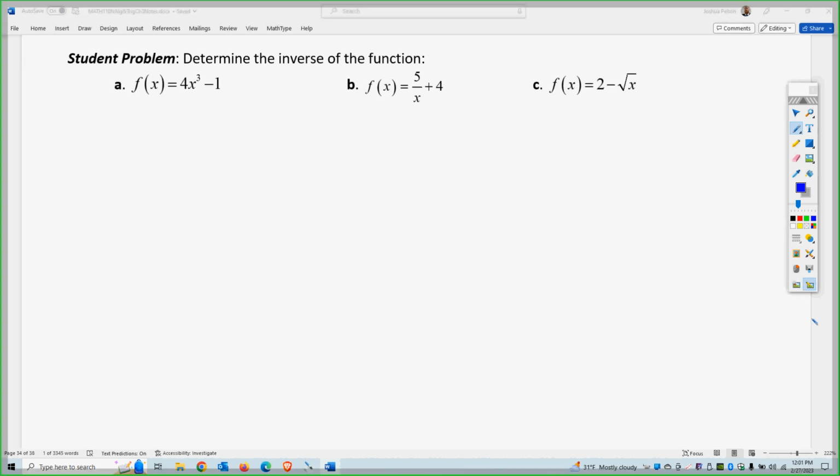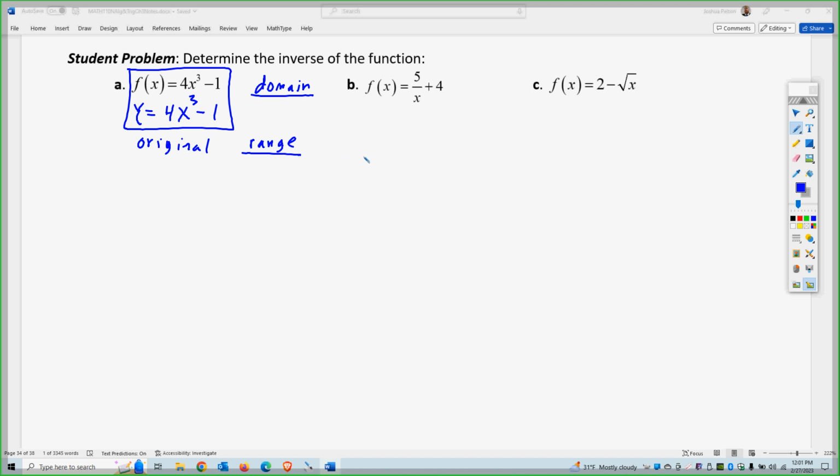Okay, so the next one, we're going to write it in equation notation. So y equals 4x to the third minus 1, so that's our original. And we'll write domain and range over here, so domain and range for the original. And then down here, we'll calculate the inverse function.